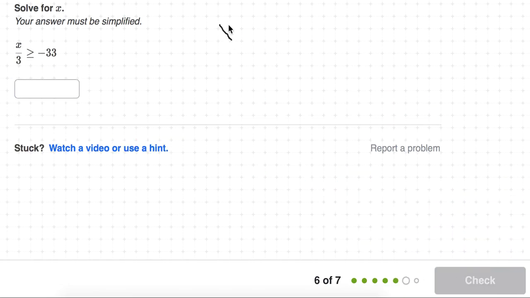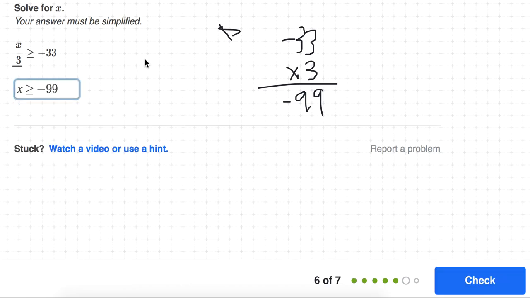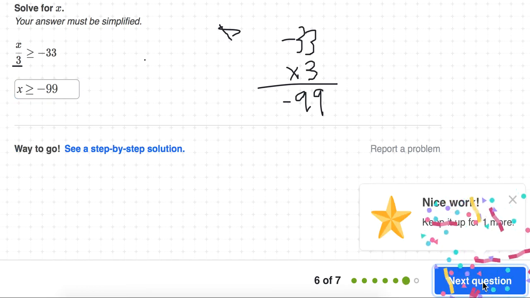Here we need to multiply both sides by 3, right? But we're multiplying both sides by positive 3, so we don't need to do any flipping. Even though the 33 is negative, that doesn't matter because we're not multiplying by a negative, we're multiplying by a positive 3. So we get x is greater than or equal to negative 99. No change to the symbol.